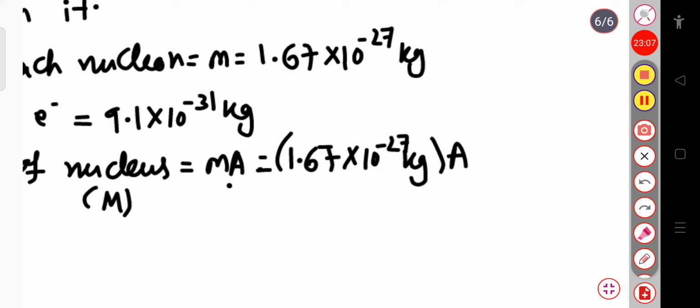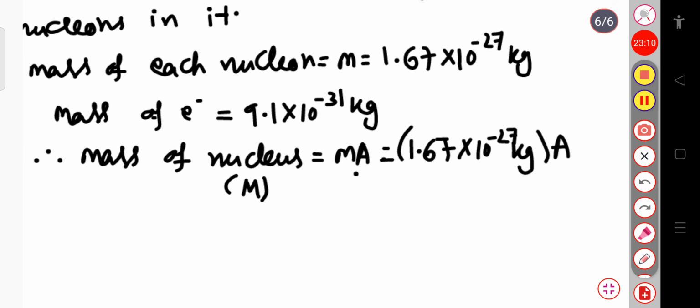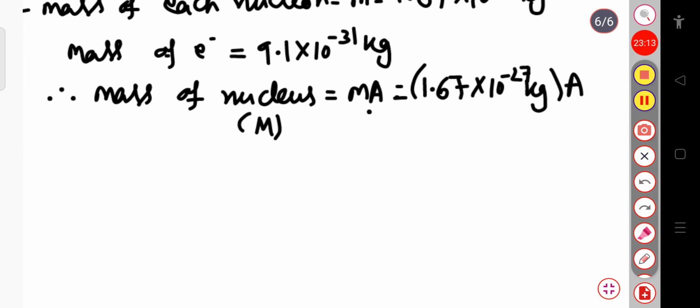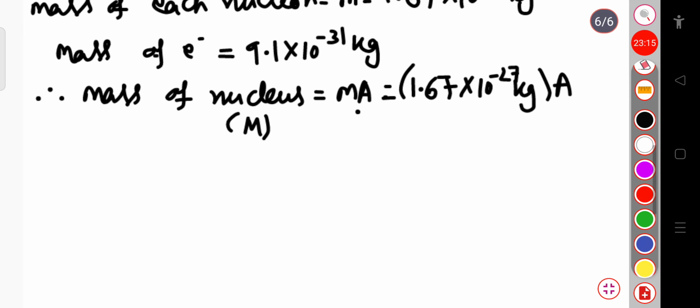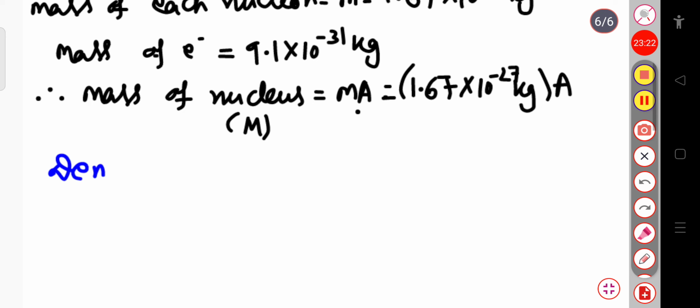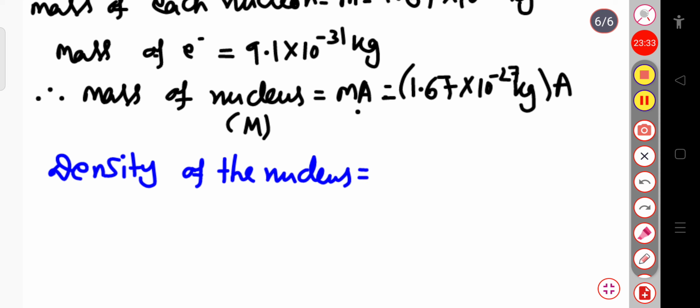So from this expression we have calculated the mass of the nucleus. And now if I write the density of the nucleus, that is equal to mass of the nucleus divided by volume of the nucleus. So this is simply mass of the nucleus divided by the volume of the nucleus.